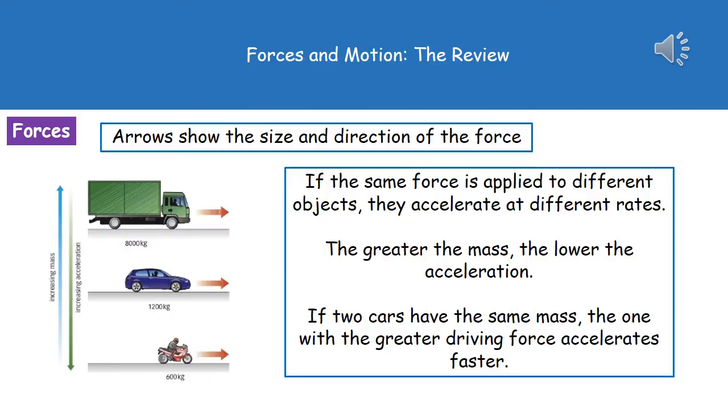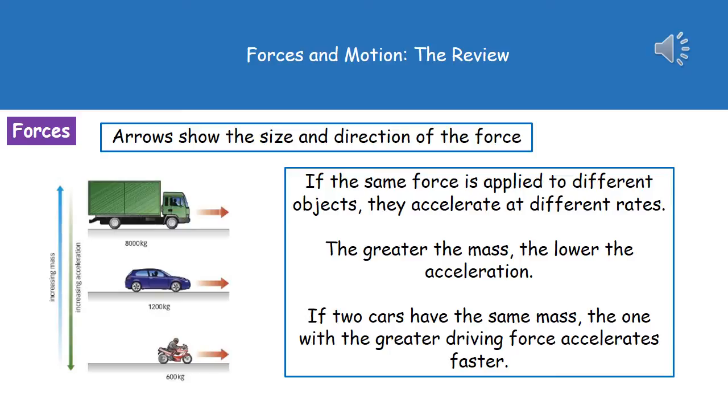When we're looking at any diagrams that have arrows on them and we're talking about forces, that arrow tells us two things. One, it tells us the direction the force is acting in, pointed out by the arrowhead, and the size of the arrow then tells us the size of the force.